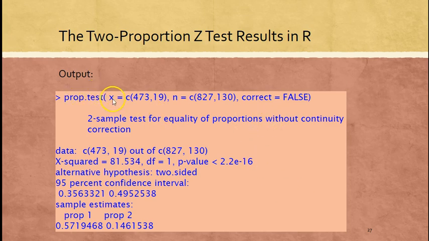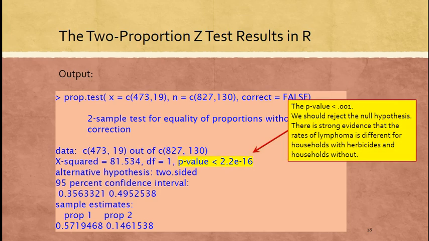So prop.test, there's the command. And you see there's a bunch of stuff right there. A lot of it's stuff that we already typed in ourselves, we already knew. But specifically look at the p-value. Again, this p-value is less than 2.2 e negative 16. This is an extremely small number. Again, that e negative 16 means the decimal should be moved 16 places to the left. So we should reject the null hypothesis. There's strong evidence that the rate of lymphoma is different for the households with herbicides and households that are without.